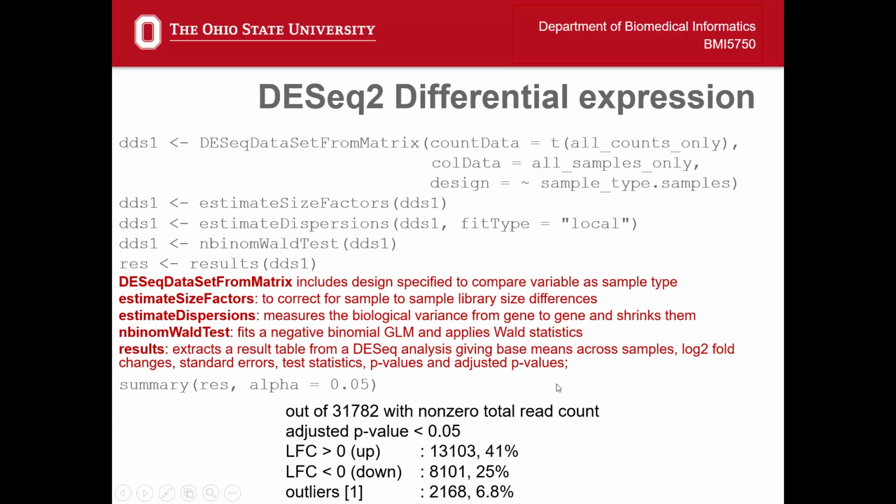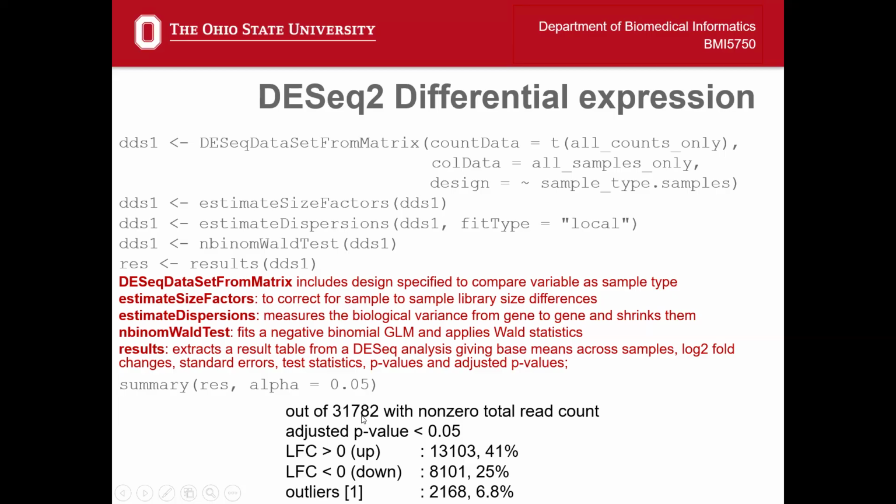This results function will pull out the average expression across all of our samples, the log2 fold changes, so how much is this gene changing between our groups? Standard errors, test statistics, p-values, and adjusted p-values. And in a couple of slides, I'm going to explain why adjusted p-values are important. We can use the summary function to get a really quick summary of our results object, telling it to cut our adjusted p-value off at 0.05 and give us the summary.